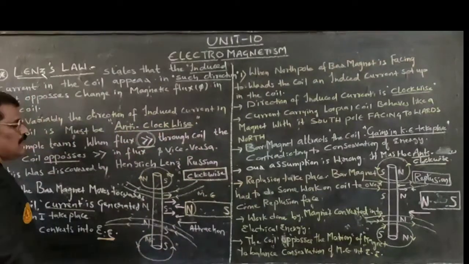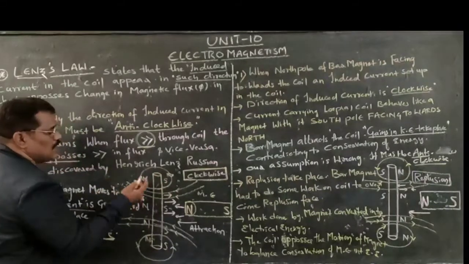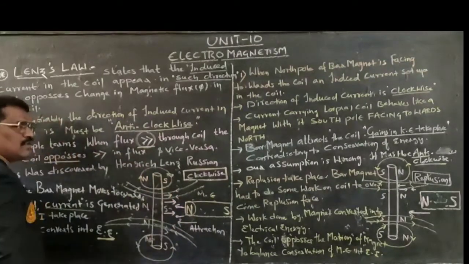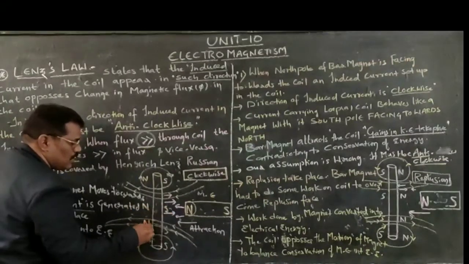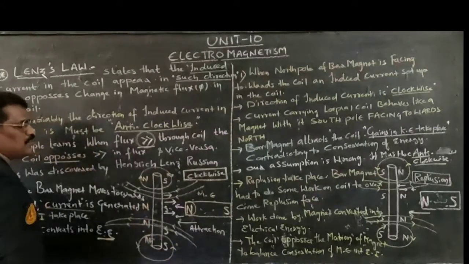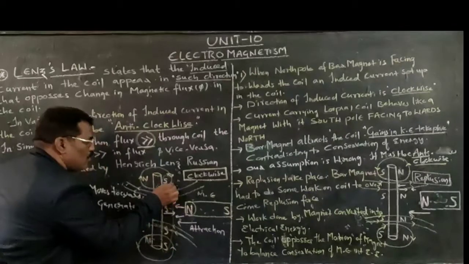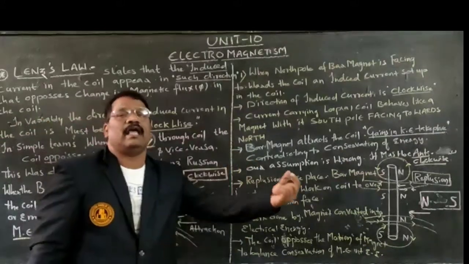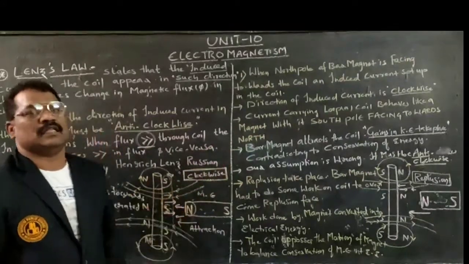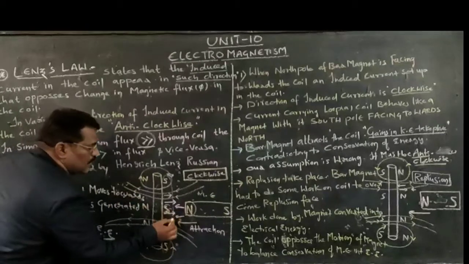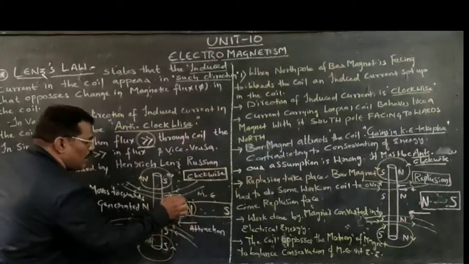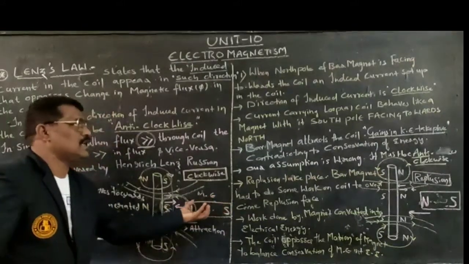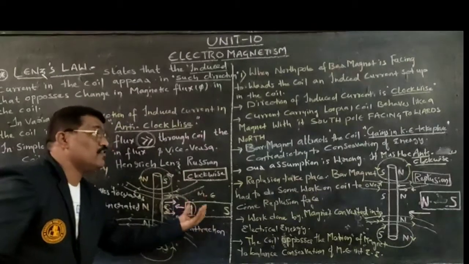if the current in the coil is clockwise, then the coil also has two faces. This side face has to behave like the north pole, and exactly toward the coil side, the pole must exist as a south pole. If this side of the face is behaving like a south pole, then what happens? We have two laws: like poles repel each other, unlike poles attract each other. As they are unlike poles, the force between the coil and the bar magnet will be a force of attraction. That force of attraction between the coil and this bar magnet will actually increase.